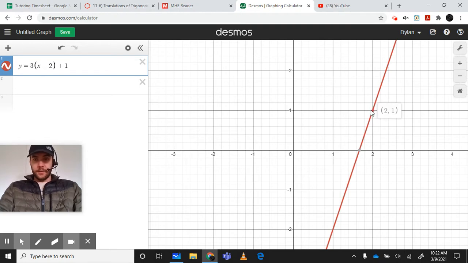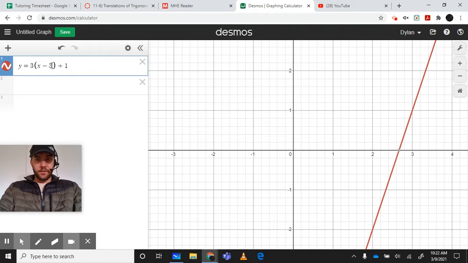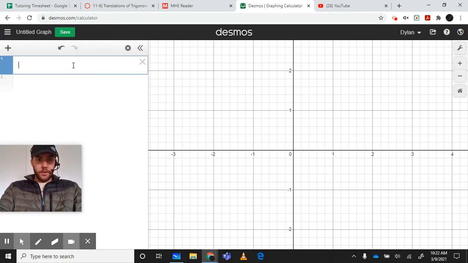So if I wanted to get to that output of 1 and I wanted it to happen when x equals 3, well, then I'm just going to say minus 3. Now it's happening over here. Same thing in the other direction. If I add 3, then I shift to the left. So these are all the same things that we're going to see with the sine graphs.